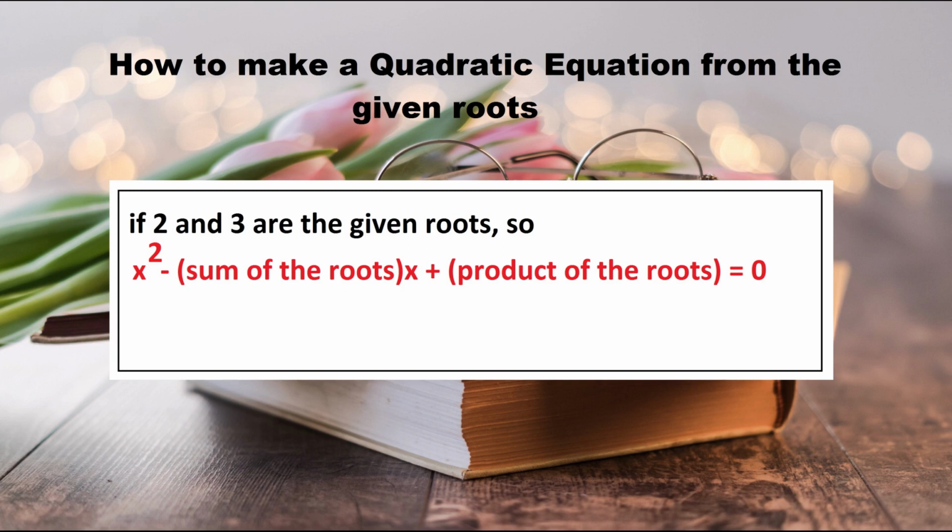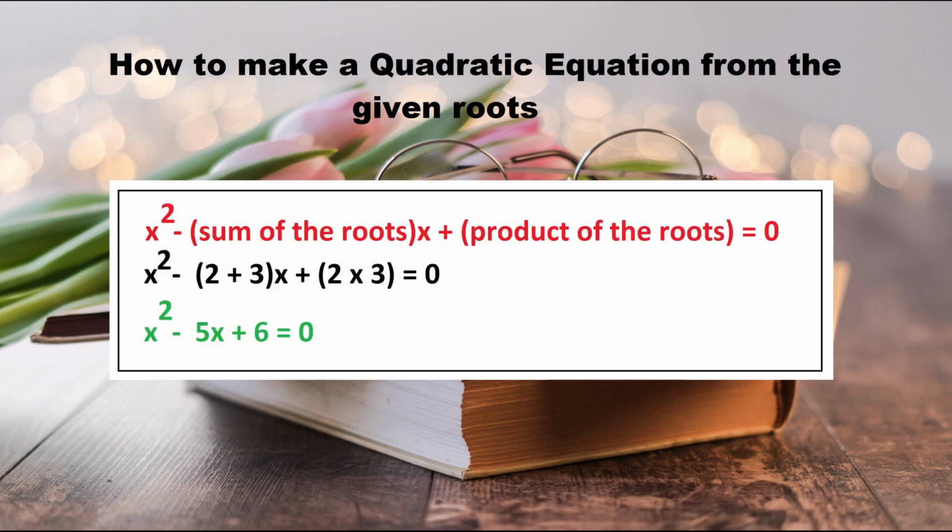You must memorize this formula of making a quadratic equation: x square minus sum of the roots multiplied by x plus product of the roots equals 0. Here you have two numbers as roots, 2 and 3. So for the sum, you have to add 2 plus 3, and that's the sum of the roots. Similarly, product of the roots means you have to multiply 2 and 3. You put these two roots in the given formula, and you get x square minus (2 plus 3) multiplied by x plus 2 multiplied by 3 equals 0.